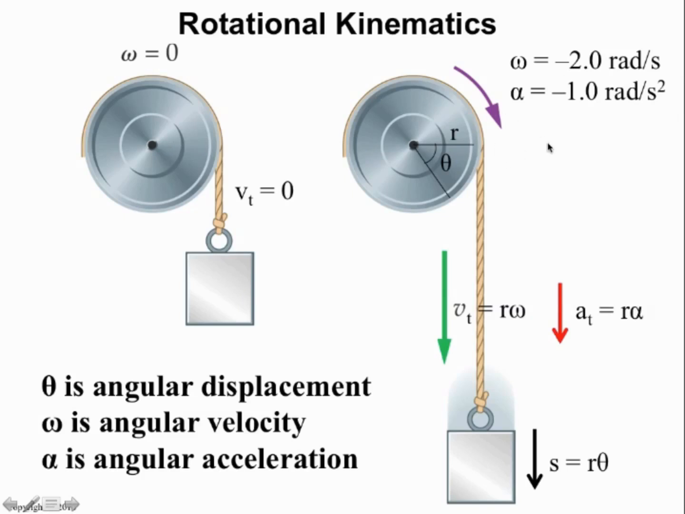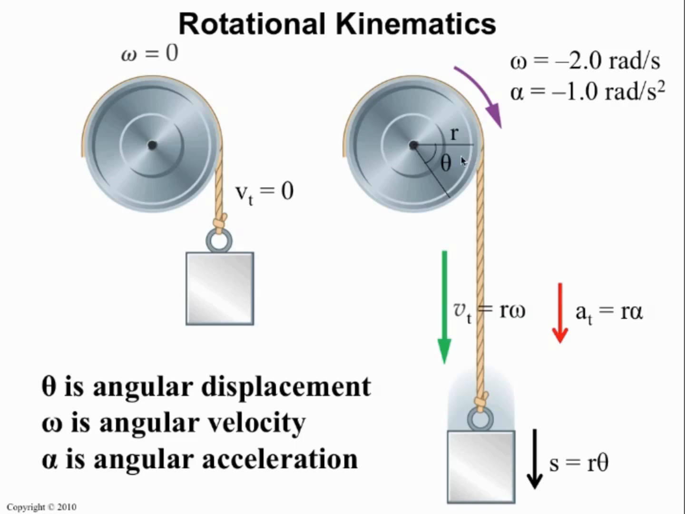All right, so let's see what this means though. This means that the angular displacement is changing by 2 radians per second. In other words, it's rotating through 2 radians per second, and it's negative because it's clockwise. Whereas the alpha, or angular acceleration, is changing by 1 radian per second, or 1 radian per second squared. And that's negative as well because it's clockwise.